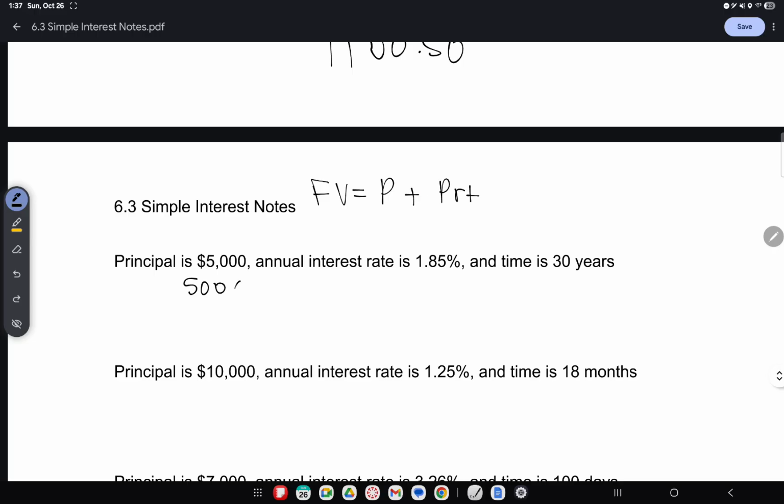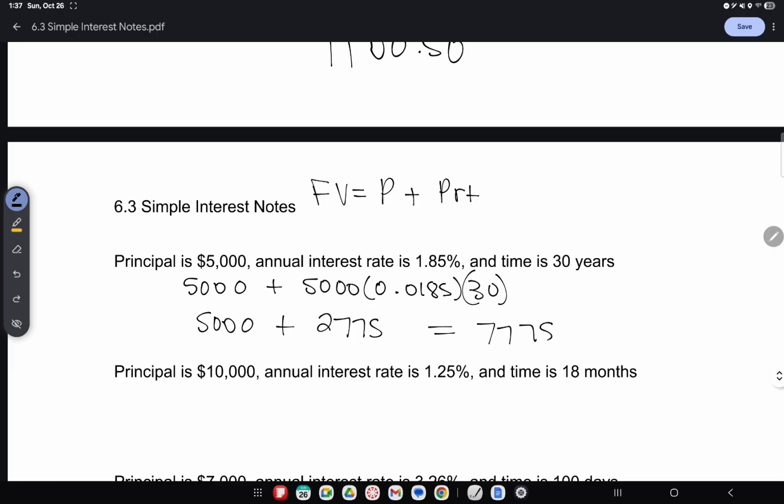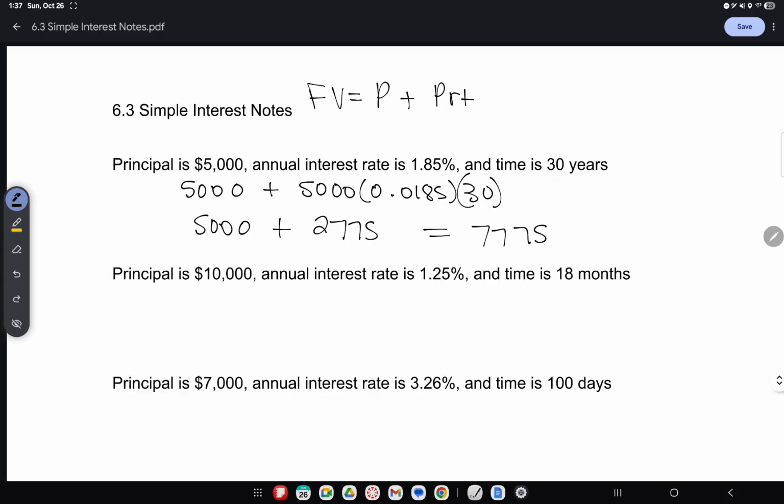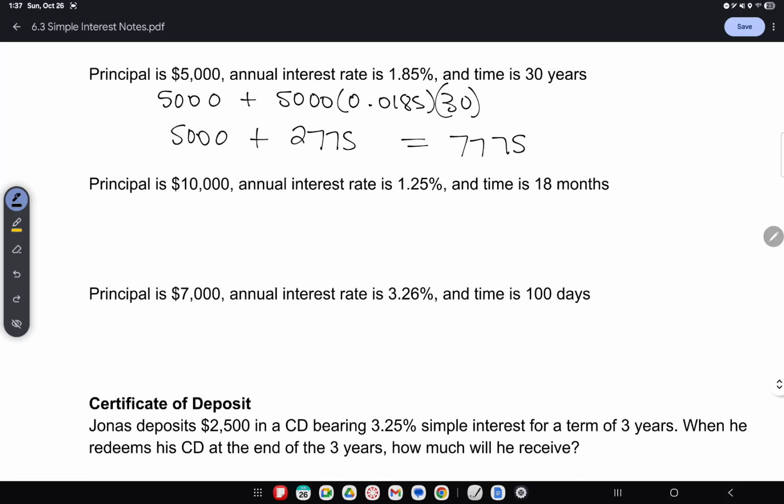So 5,000 plus 5,000 times 0.0185 times that 30 years. So we'll have 5,000 plus, and I'll get what that interest is. So 5,000 times 0.0185 times 30, which is 2,775. And then plus that 5,000 gives us a total of $7,775.